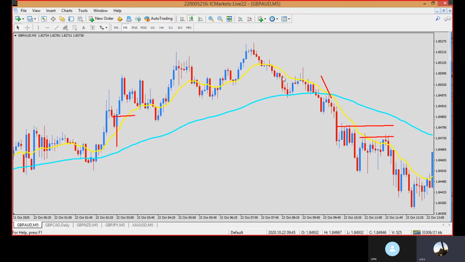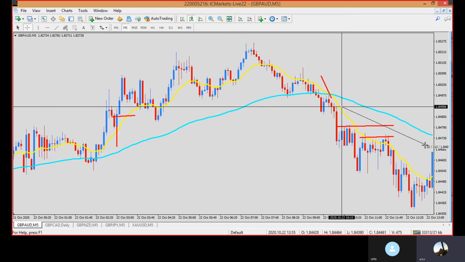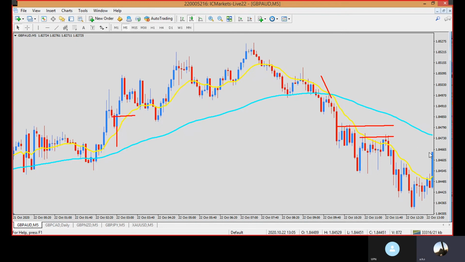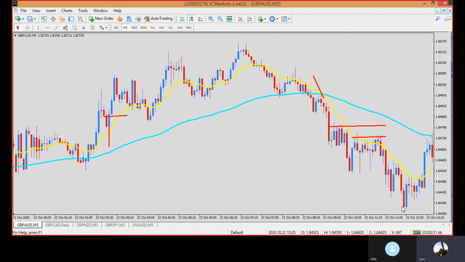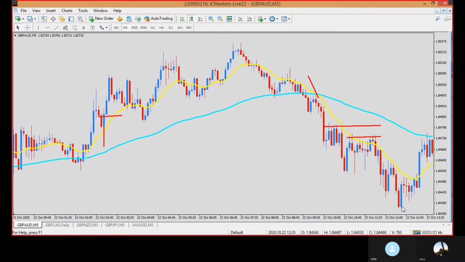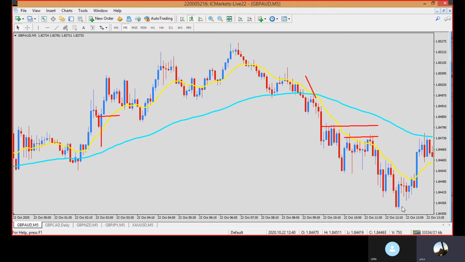Okay, this is probably an exit now. That's probably an exit on this break of the 15. So that's a 25 pip trade. I would rather have exited on the full 50 or something like that. But okay, let's see if we can get a passive entry here.